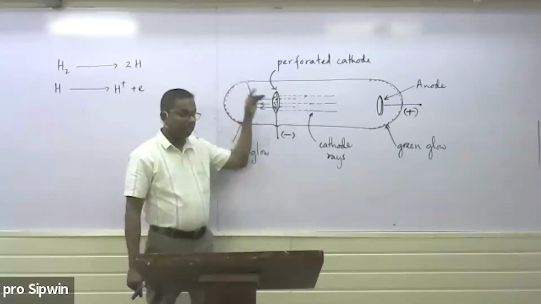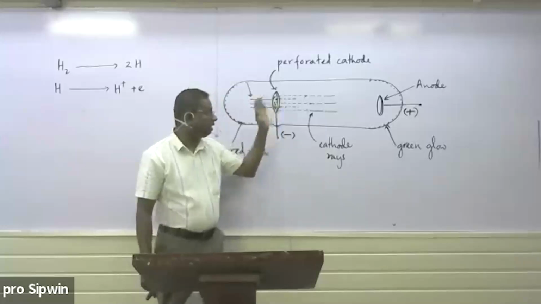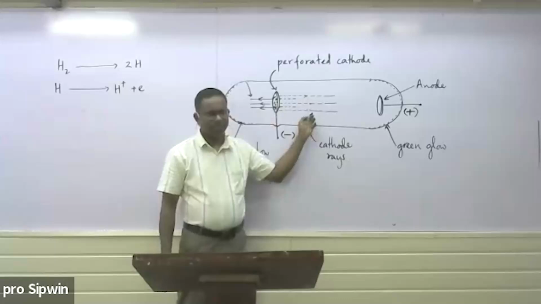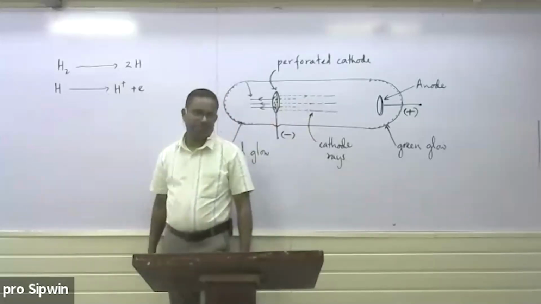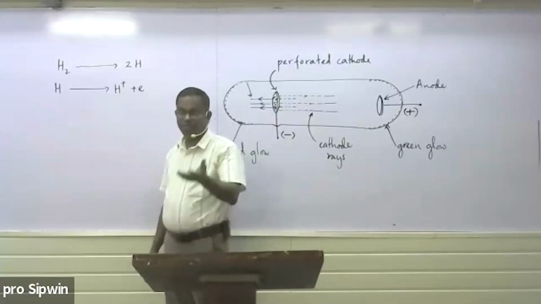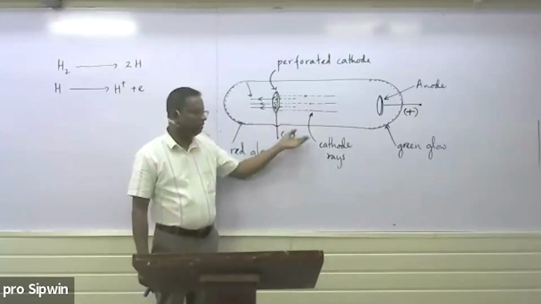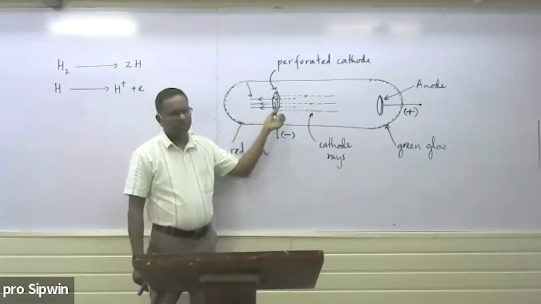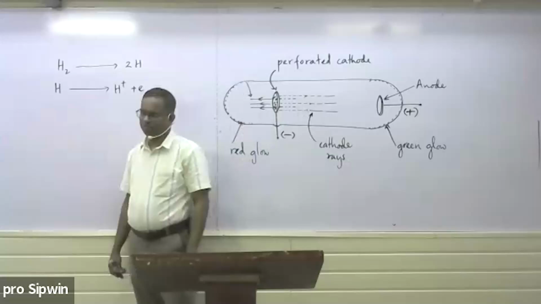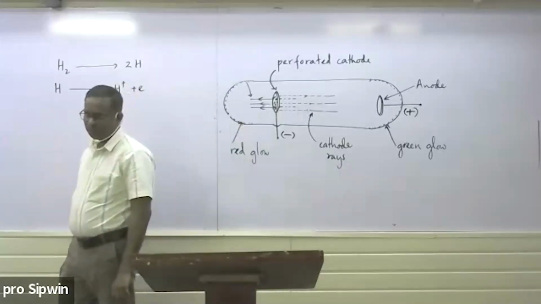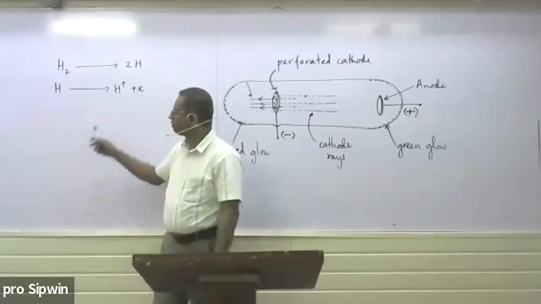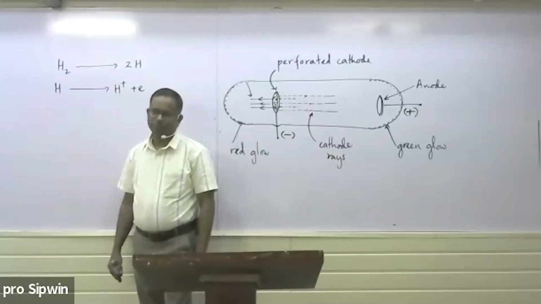Even in the earlier experiment, when cathode rays are passing this side, the gas inside can be ionized like this and positive particles are produced. But if the cathode is perforated, they pass in the reverse direction, move through the holes and reach the glass wall, and the red glow is possible. That is how the positive particles are produced.